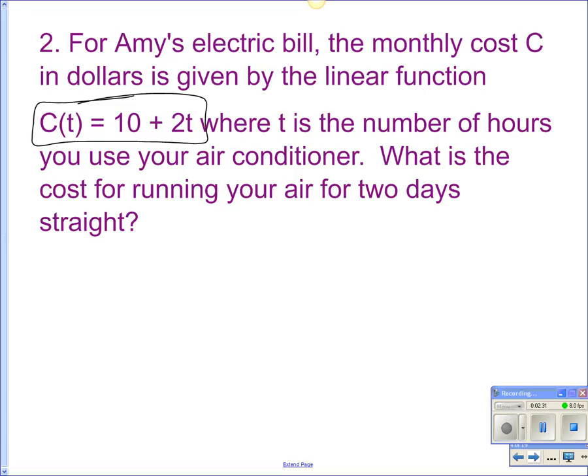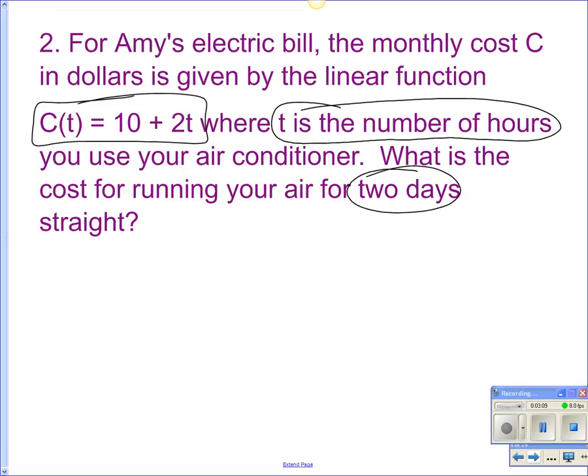Dylan, what else should we circle? Where T is the number of hours used. Perfect. T is the number of hours. Jacob Shelton, something else I should circle. What's it asking for? 2 days. Okay? 2 days. That's what we're going to circle. This one is trying to trick you.